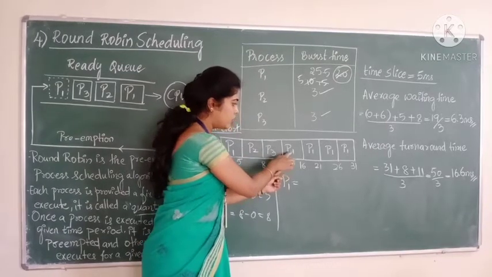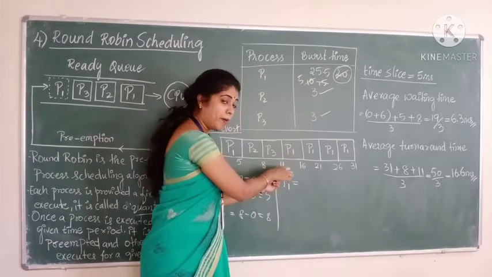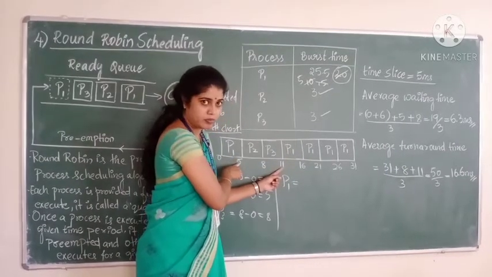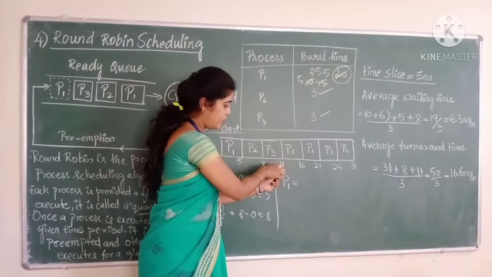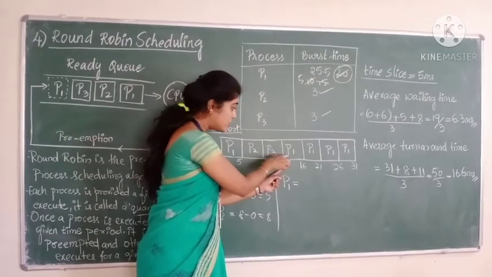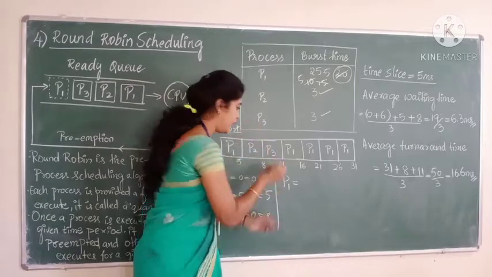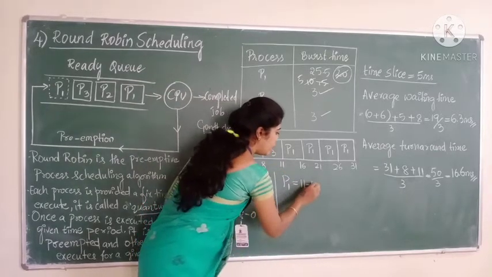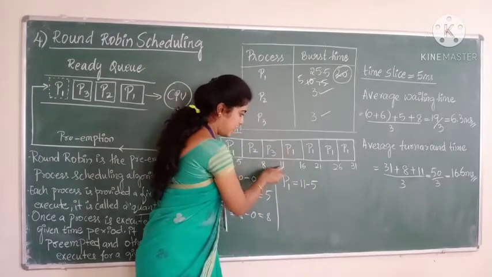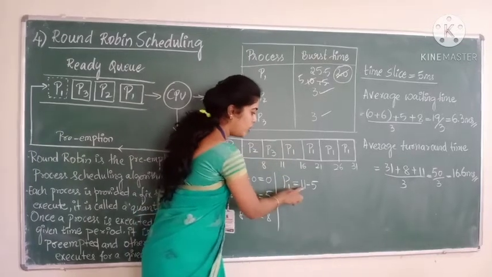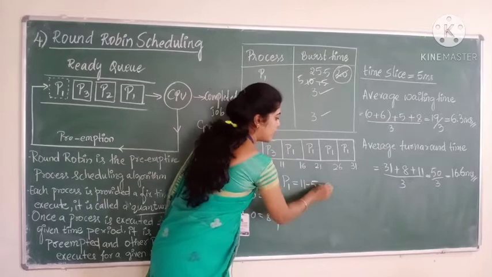Out of 11, the process is starting with 11, but the same process, P1, is already finished with 5 milliseconds. Okay, the process is starting with 11, but how did you get 11? The same process is already finished with 5 milliseconds. Because of that, what will you be taking? 11 minus 5. See, 11 is the start, but the same P1 is already finished with 5 milliseconds. What will you be getting? 11 minus 5, you will get 6.